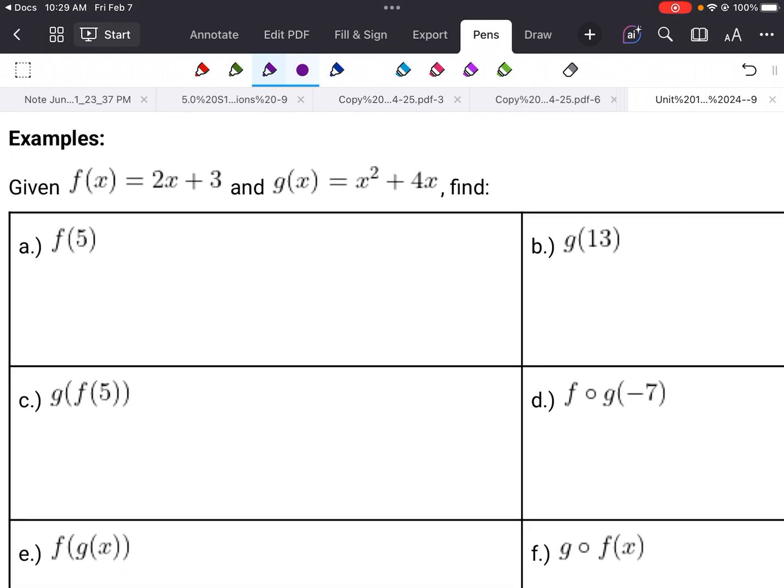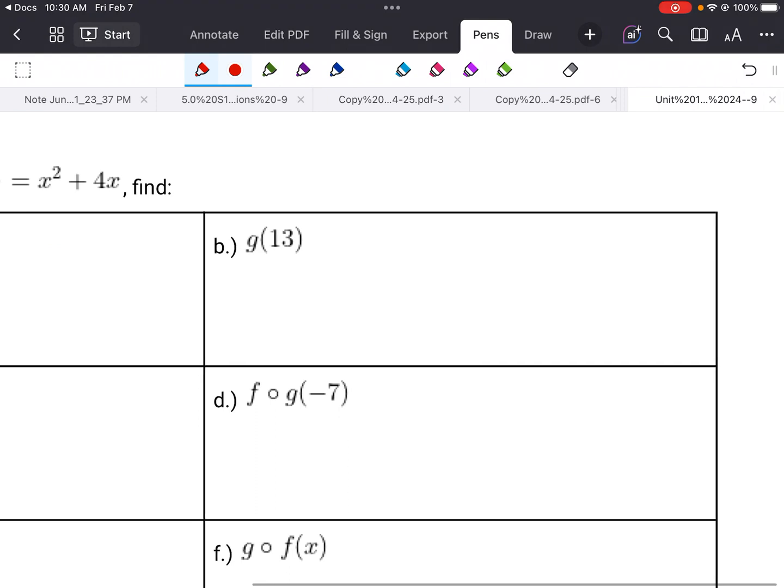Okay, given f of x equals 2x plus 3, and the g function, g of x, is x squared plus 4x, we are going to find first the f of 5. So again, as a reminder, this f tells us which function we're going to use. It is the name of the function. And then it says we're going to replace all x's with 5. So we're looking at the f function. We will replace the x with the number 5. And then we will solve. 2 times 5 is 10. 10 plus 3 is 13. Okay, so f of 5 gives us a solution or an output of 13.